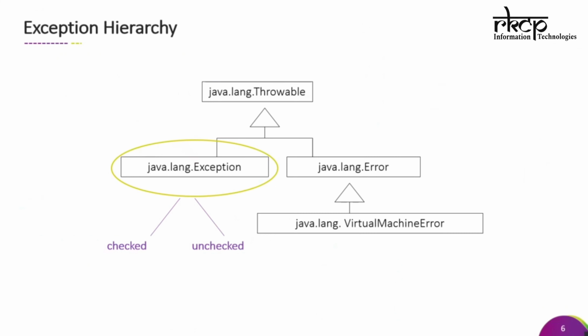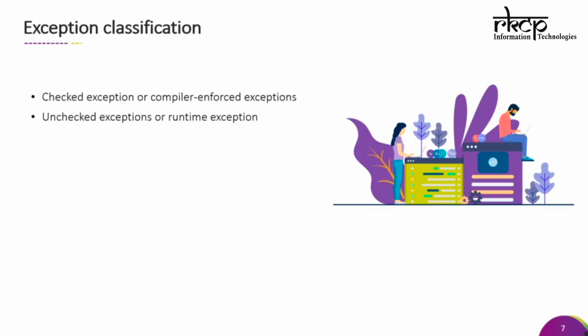Here my focus is not error, my focus is only the exception part. There are two types of exception. One is the checked exception and the second one is unchecked. For a checked exception, the compiler will enforce you to handle the exception. However, an unchecked exception will happen at runtime only. The question here is, what type of exception will come under the checked?